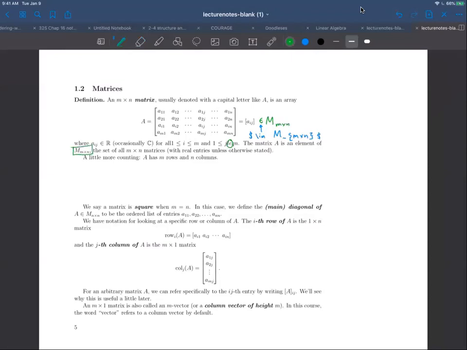And that tells us the dimensions of the matrix that we're looking at, which is important because I could have a 3 by 4 matrix or a 2 by 1 matrix, and they're different, they have different sizes.